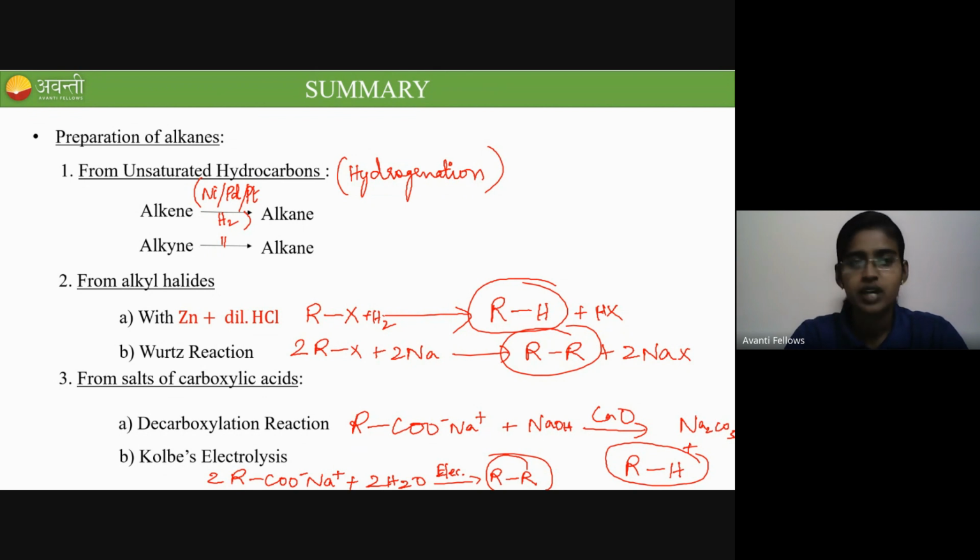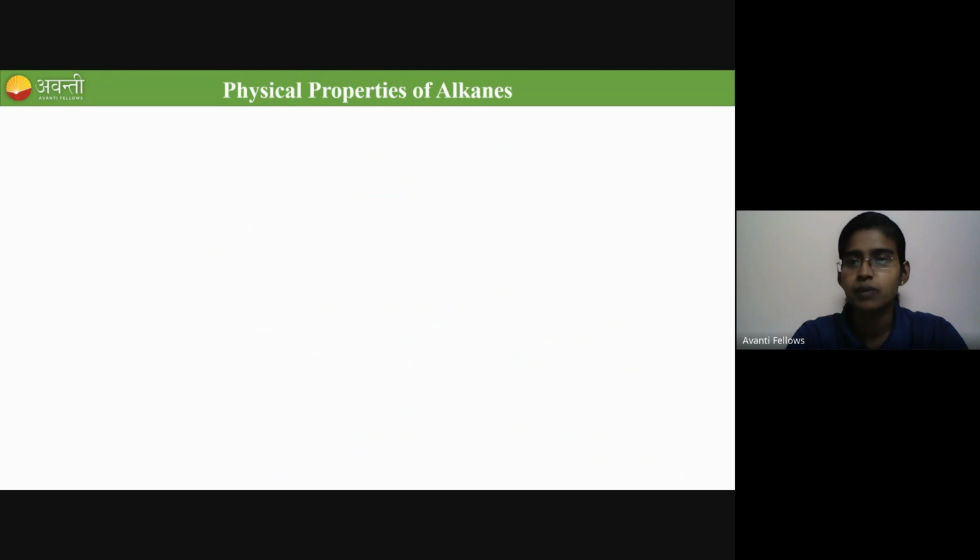Okay. I will move on to the next topic, that is the physical properties of alkanes. What is meant by physical property? The properties which can be measured by seeing, or using an instrument, using a weighing machine, those are called physical properties.